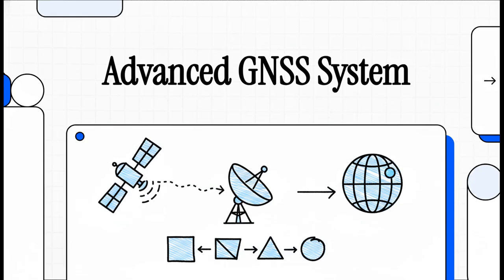Welcome to The Explainer. So today we're taking a really fascinating journey into the technology that quietly guides our modern world. We're going to break down an incredible paper by Husam Hinyanda. It's titled Advanced GNSS System Design and Analysis, and it essentially demystifies the entire end-to-end processing chain of a GNSS receiver. We're talking about moving from raw, invisible radio signals all the way to that precise 3D location on your screen.